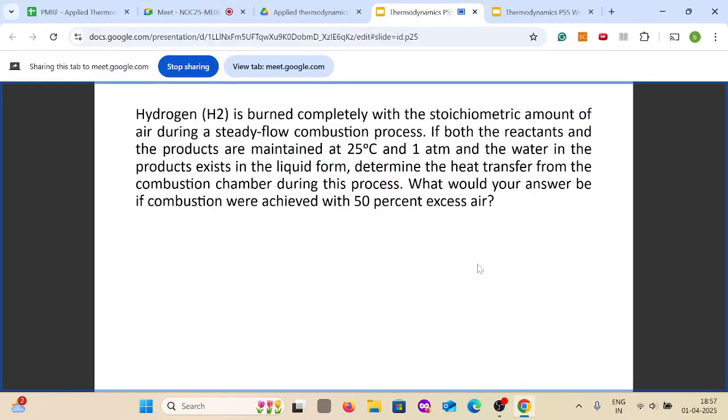So next question is, we have hydrogen which is burnt completely with the stoichiometric amount of air during a steady flow combustion process. If both the reactants and the products are maintained at 25 degrees Celsius and 1 atmosphere, and the water in the products exit in the liquid form, determine the heat transfer from the combustion chamber during this process. What would your answer be if combustion were achieved with 50% excess air?